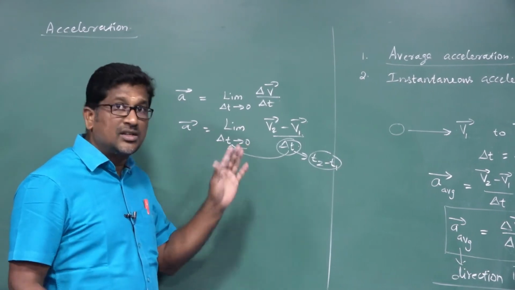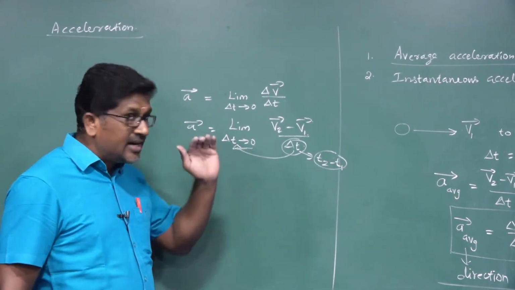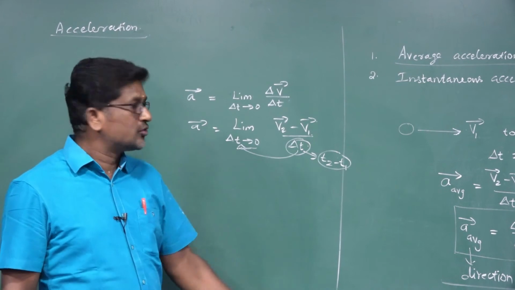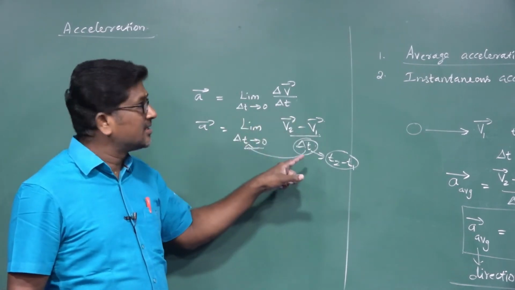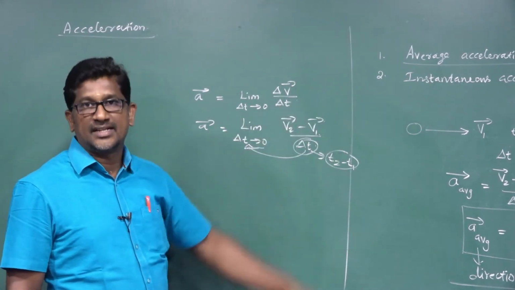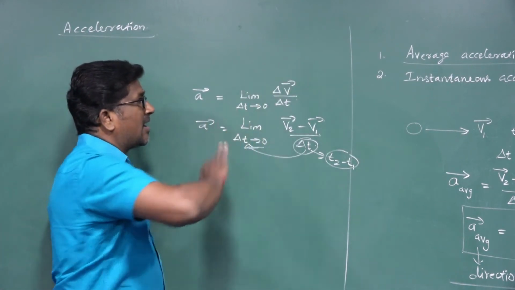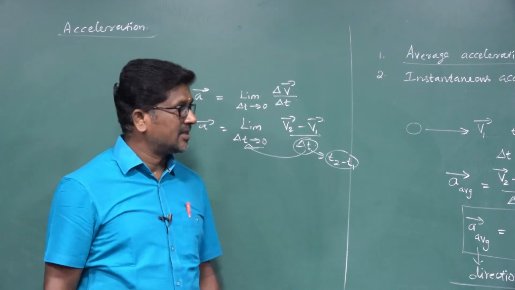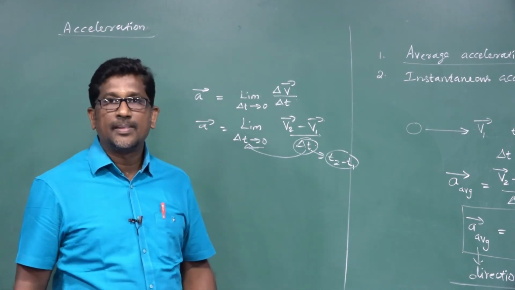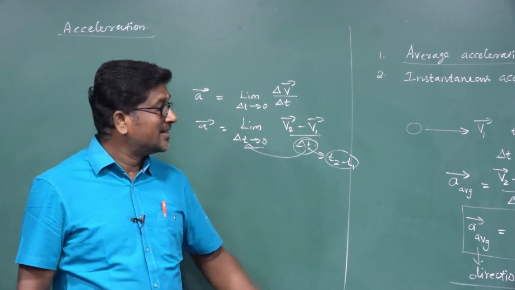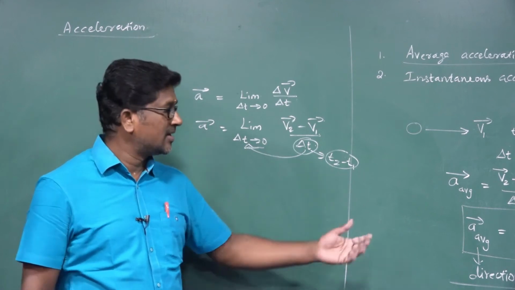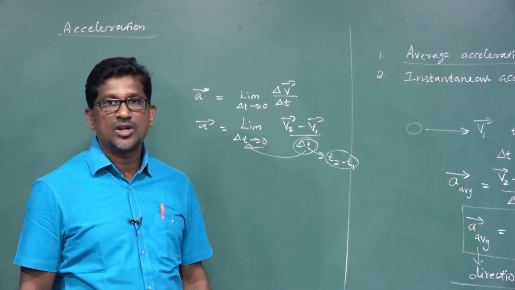So del t value is not exactly 0. It is close to 0. And in that case, the acceleration is called instantaneous acceleration. So both the average acceleration and instantaneous acceleration are vector quantities whose direction is along the direction of v vector or along the direction of del v vector.